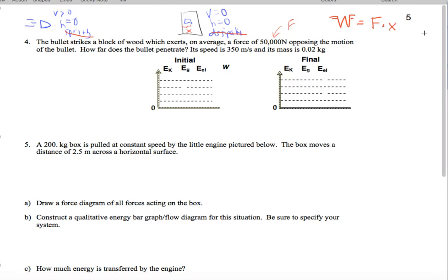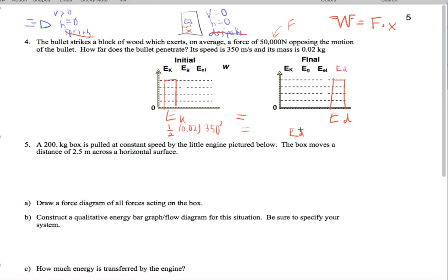And so in this case, we are going to set up a kinetic energy bar graph and a dissipated energy bar graph. And we begin this problem the way we do all other problems, which is using our energy bar graph. So 1/2 times 0.02 times 350 squared equals the dissipated energy.